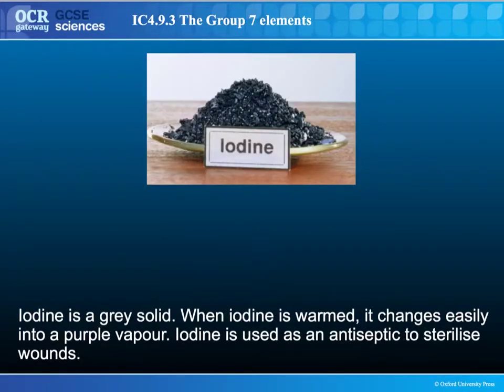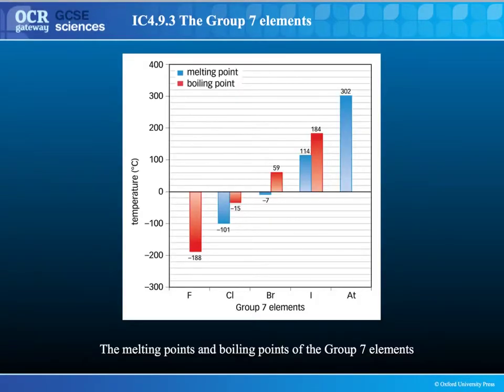And here is iodine. This is a grey solid. It does vaporise really easily and turn into a gas. It gives off a purple vapour, and it's used as an antiseptic on cuts and wounds, and also pre-surgery. If you've ever seen people being swabbed pre-surgery with a kind of browny liquid, that's an iodine compound.